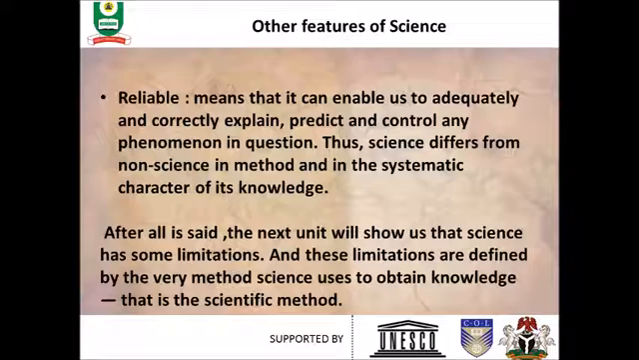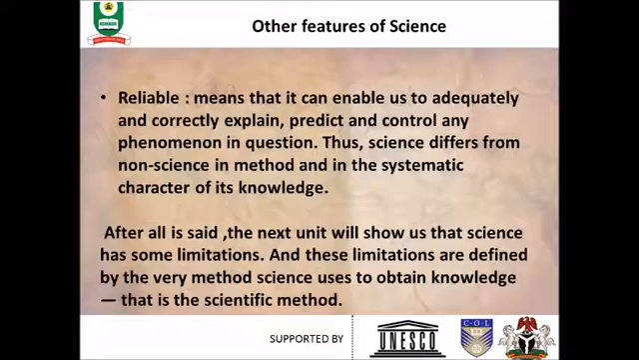Science being reliable means that it can enable us to adequately and correctly explain, predict, and control any phenomenon in question. Thus, science differs from non-science in method and in the systematic character of its knowledge. For your exercise, please refer to the assessment section.